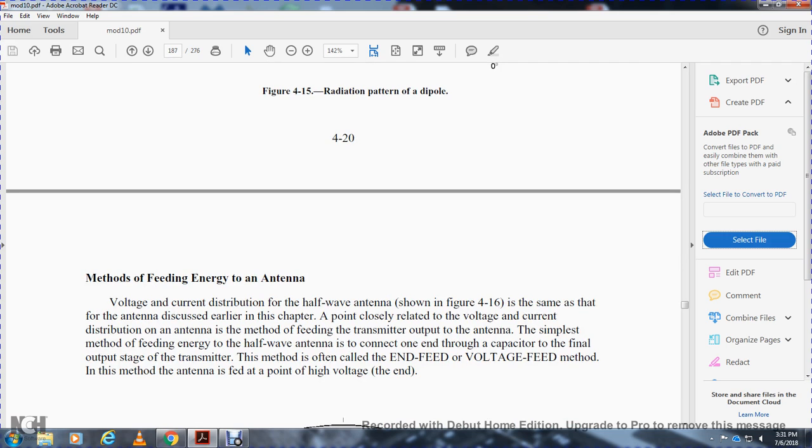Methods of feeding energy to the antenna. Voltage and current distribution on the half-wave antenna are the same as on the antenna discussed earlier in the chapter. The method of feeding is closely related to the voltage and current distribution of the antenna. Method of feeding from the transmitter out to the antenna.